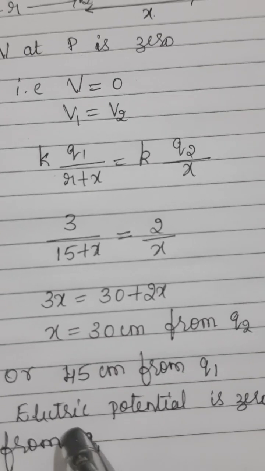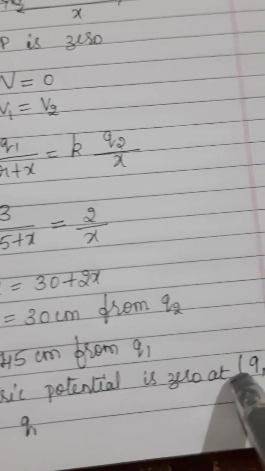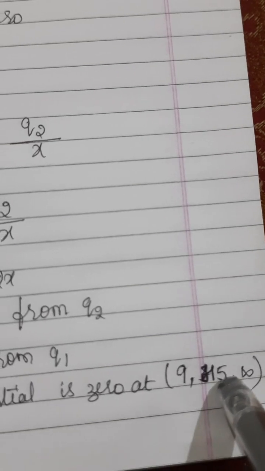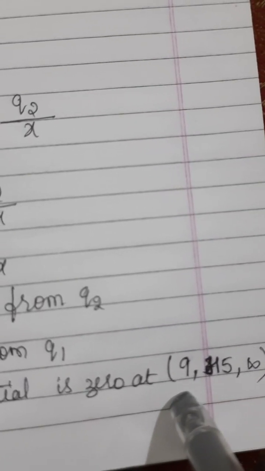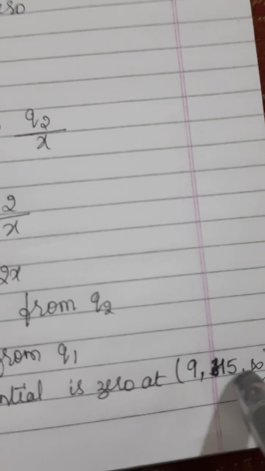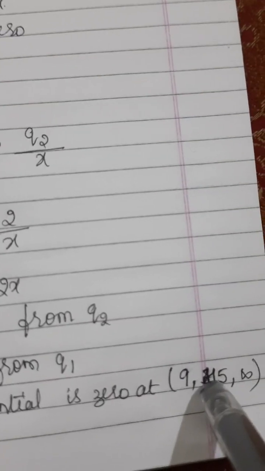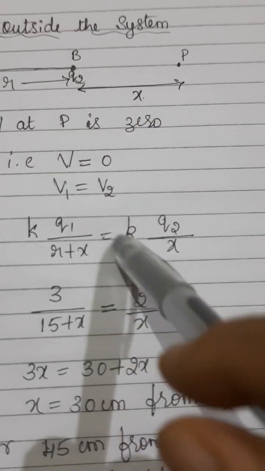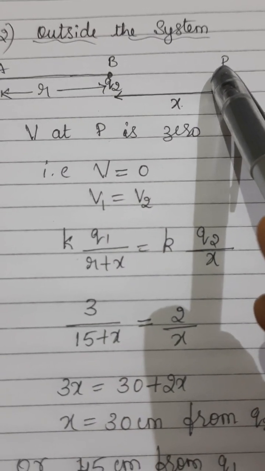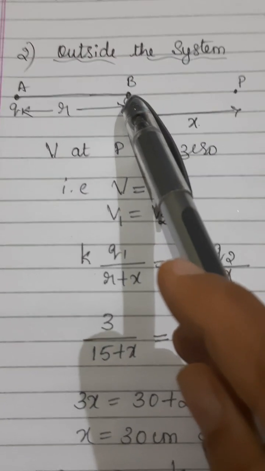So electric potential is 0 at 3 points. What are those 3 points? 9, 45 and infinity. So in CET or competitive exams, these 3 points will be mentioned in the options. You need to check the first 2 points, right? Infinity is a common point. And one more thing is, null point is always closer to the smaller charge.